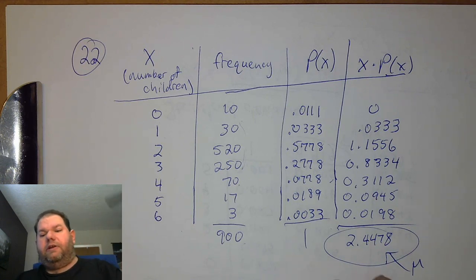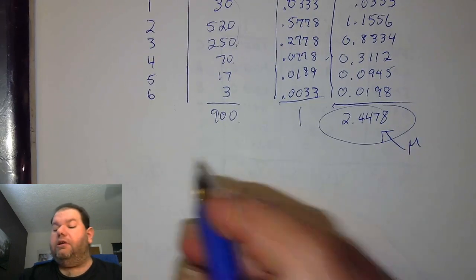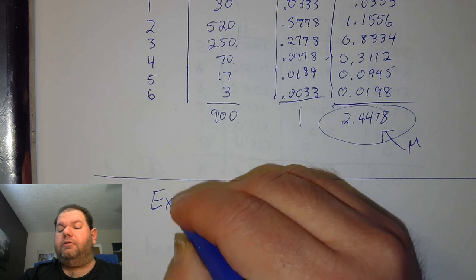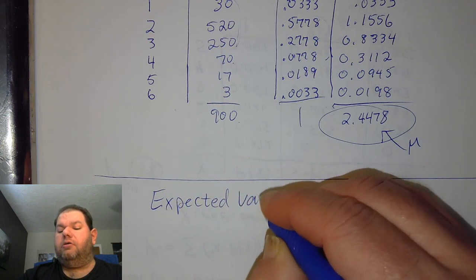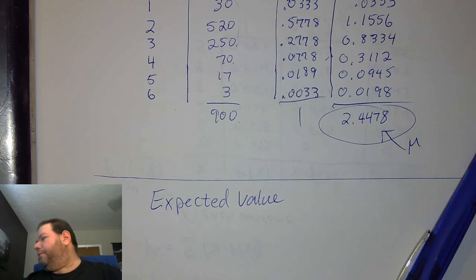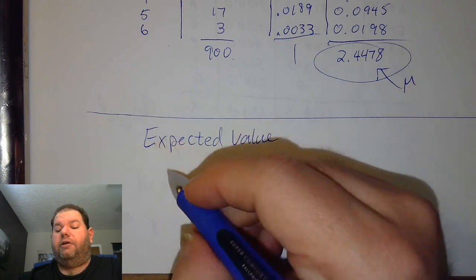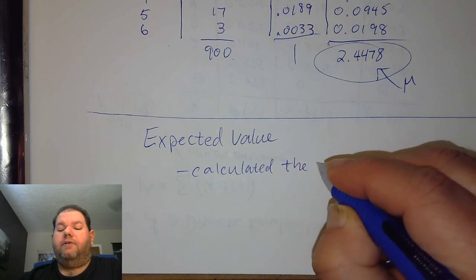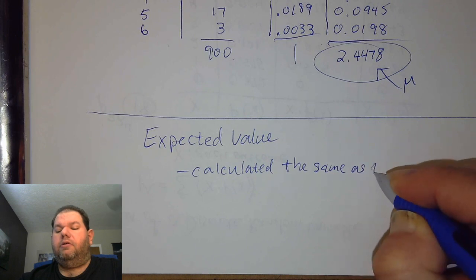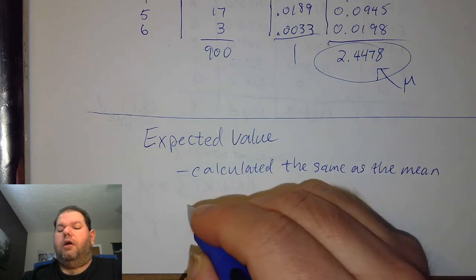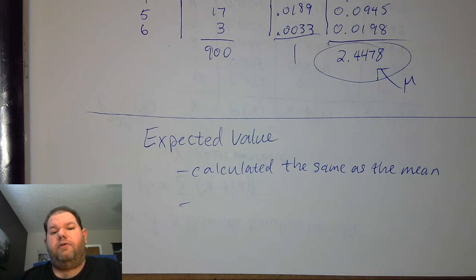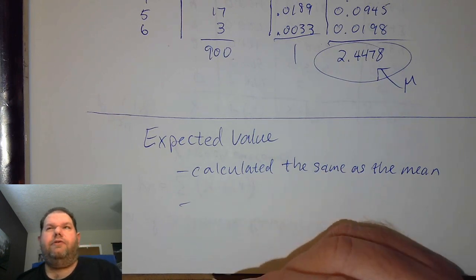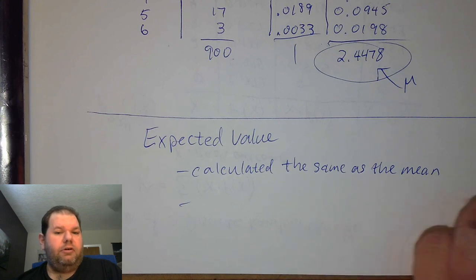Now, the other topic that we look at in this particular section is expected value. Now, expected value is actually calculated the same as the mean is. But the difference for expected value is that this usually refers to our expected profit on a game of chance. So it's usually used in reference to games of chance and our expected winnings.